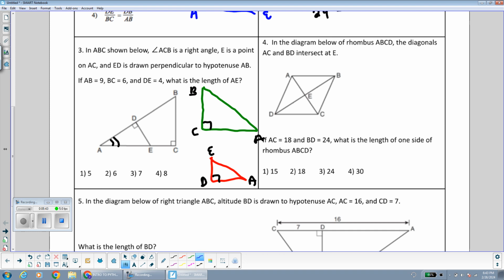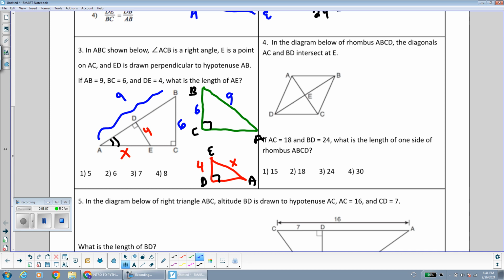Now we know that AB is 9, and AB is right over here. That's from the big triangle. We know that BC is 6. That is another side from the big triangle. DE is 4. That is a side from the small triangle. And we're looking for AE, which is another side from the small triangle.